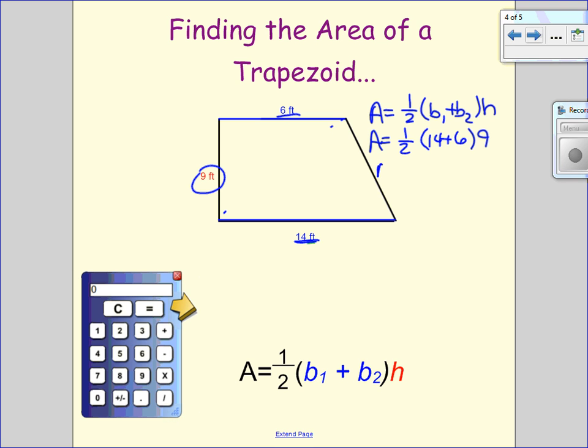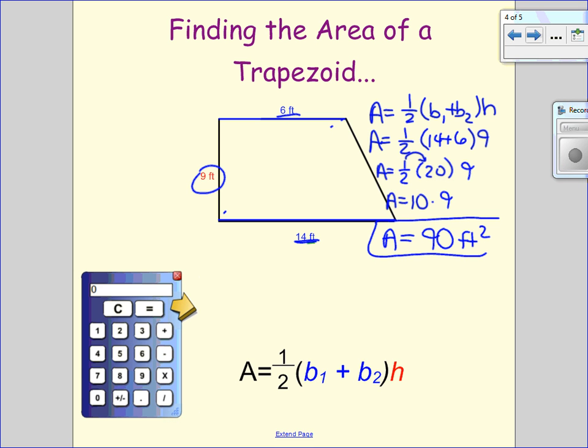Okay, consolidate what's in the parentheses first. 1/2, 14 plus 6 is 20, times 9. Next part, distributive property. Distribute the 1/2 to the 20. You don't distribute it to the 9. You distribute to what's in parentheses. Half of 20, or 20 divided by 2, is 10. So now we have 10 times 9 for our area. Fill it out. Area is 90 square feet for our trapezoid.